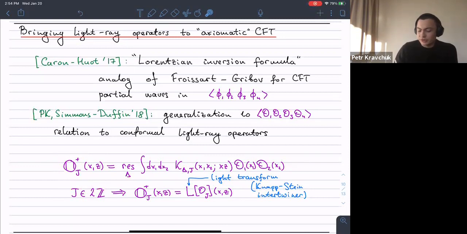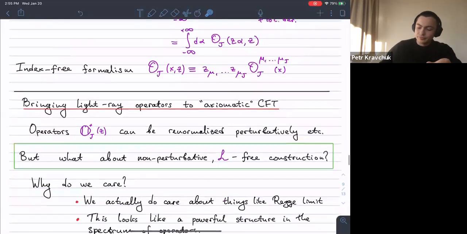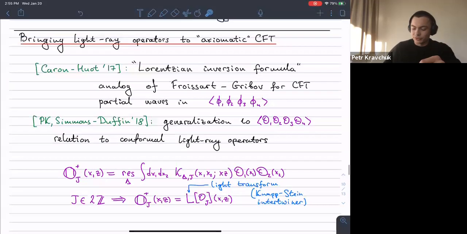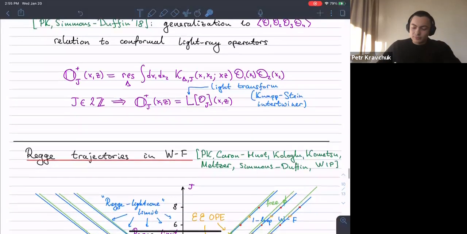exhibits their conformal properties. And it turns out that they have the same arguments as local operators, so space-time position and polarization vector. And the relation to local operators is that at integer spin they become equal to the light transform of a local operator, where a light transform is some interesting integral transform, which is essentially a conformal generalization of this null integral. And it's related to some interesting representation theory and Knapp-Stein intertwiners of the conformal group.